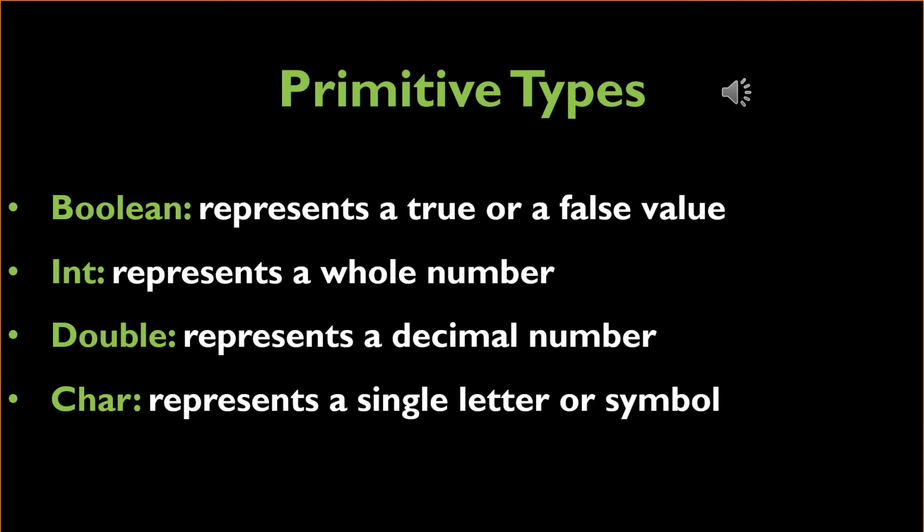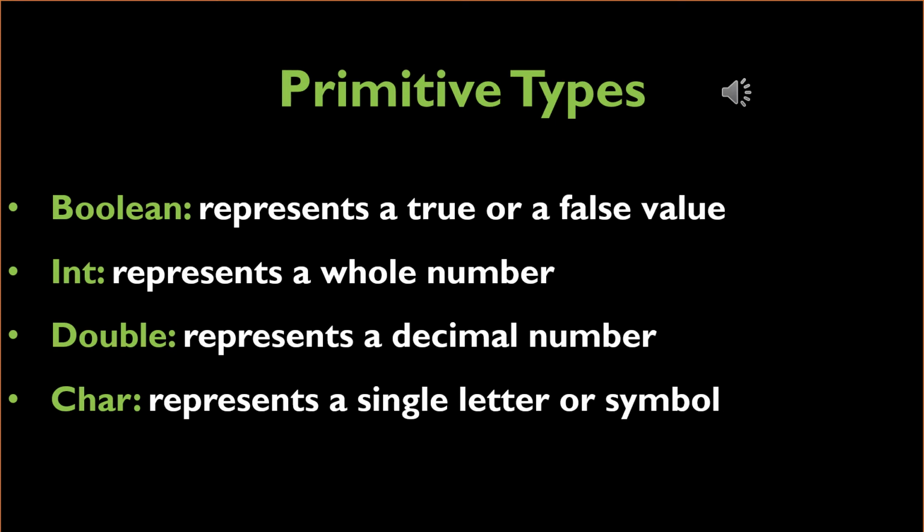An int, short for integer, represents a whole number. The number of siblings you have could be represented in code using an int. You could have 0 siblings, 3 siblings, 10 siblings, any whole number amount of siblings. A double represents a decimal number. With a double, you can represent the percentage you got in 10th class, say 93.4 in Java.